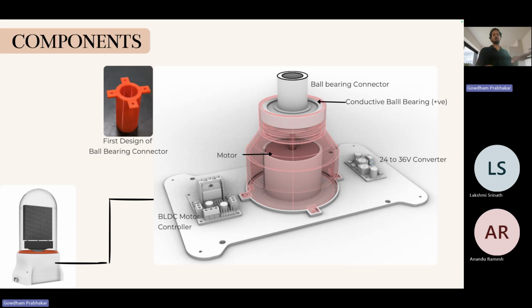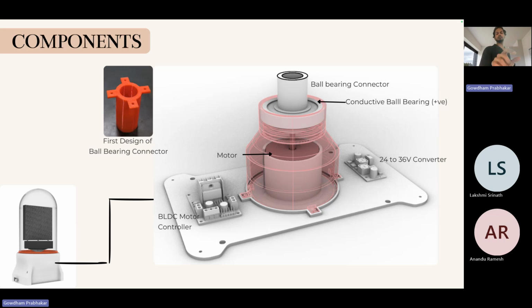Then I call this level of the device the motor base. In this there is a BLDC motor controller. To that also, power is being given from the SMPS. And this is a 36 volt motor, so there is a 24 volt to 36 volt converter. The reason I use this is that when I was ordering this motor, the website said it was a 24 volt motor, but actually it was a 36 volt motor. So that's why I had to convert 24 to 36. Then this is the first.